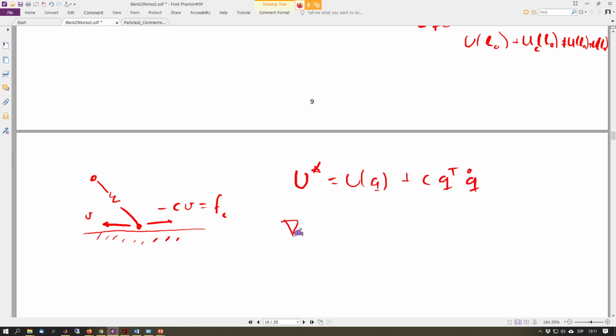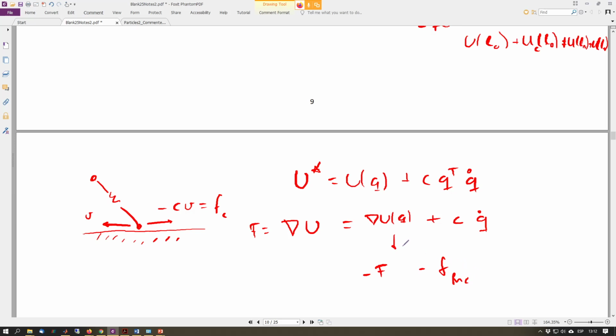The total forces that we have will be the gradient of U. We will have the gradient of our elastic forces, plus the gradient of this term with respect to Q, just doing the partial derivative with respect to Q and not Q dot. Then we will have C times Q dot. This will be our elastic forces that we had, minus the frictional forces that we also had.